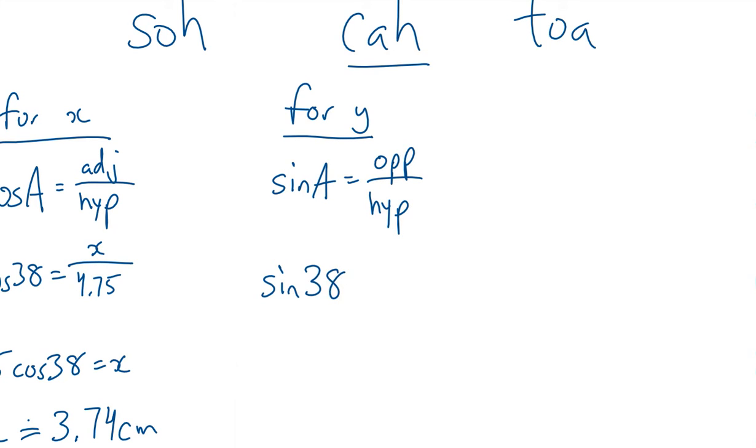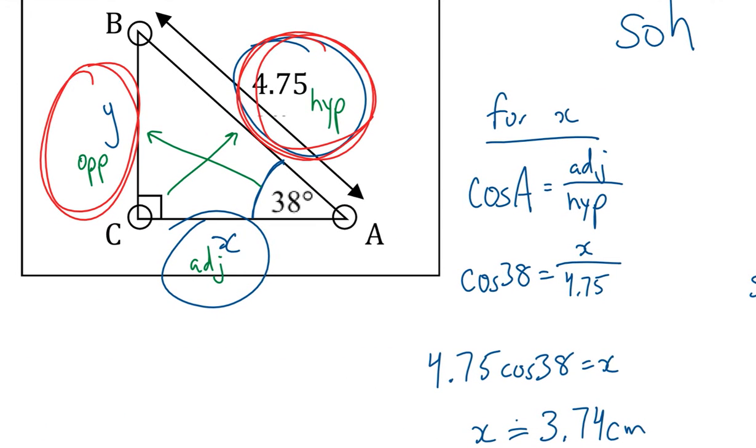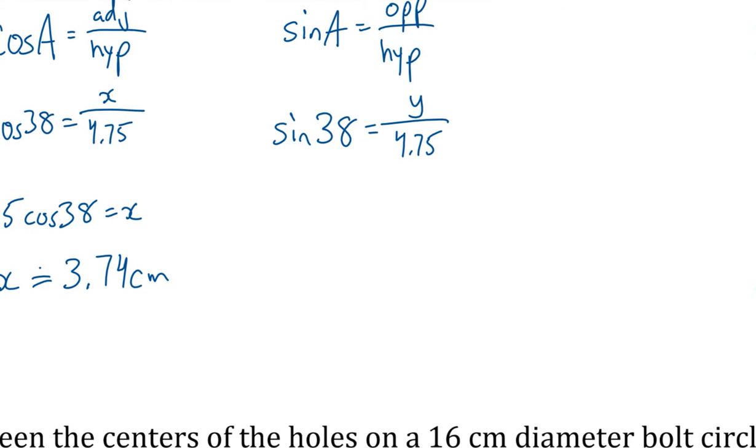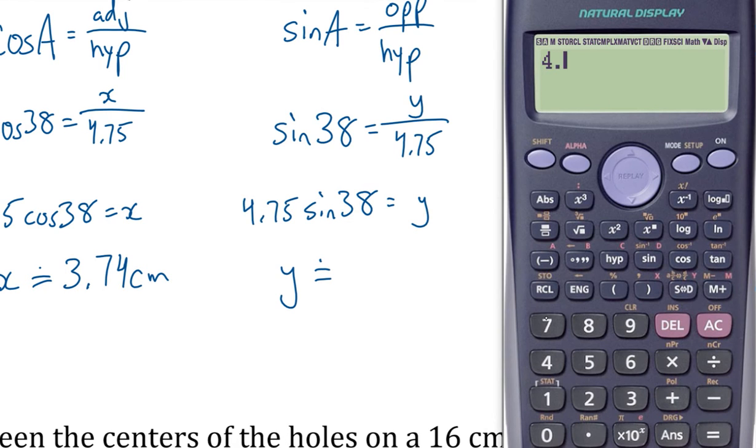So still using 38. Opposite is Y, and hypotenuse is again 4.75. And in this question, both of the actual calculations that we have to do work out the same. I still have the unknown on top. The Y is on top, so 4.75, I move that over, and we end up multiplying. 4.75 sine 38, 2.92.